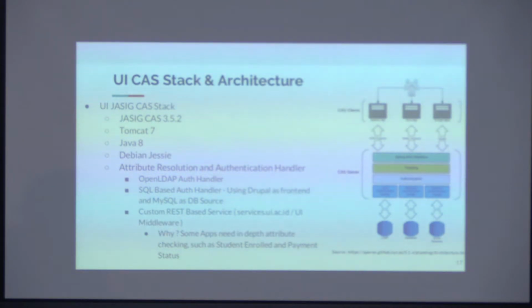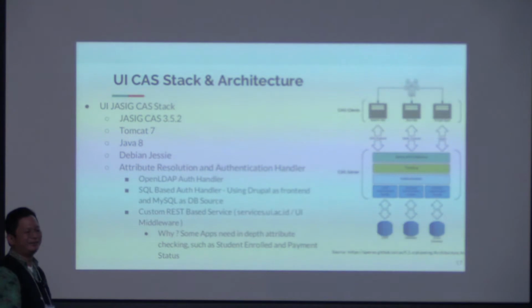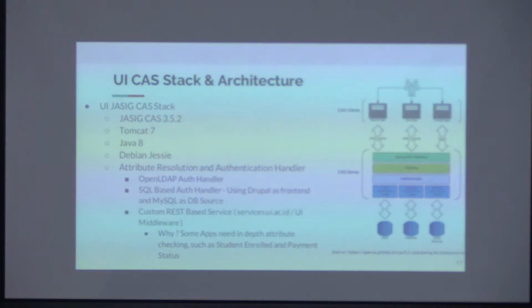This is our stack and architecture. For now, production is still running Jasig CAS 3.5.2. We're running Tomcat 7 for the app server and Java 8. I recommend Java 8. If you put too many attributes to be given to the CAS, I experienced some memory leaks. No matter how much memory you give to the server, it makes no sense because the memory consumption rate is too high on Java 6 and Java 7. But I think Java 8 is more friendly with its garbage collector.